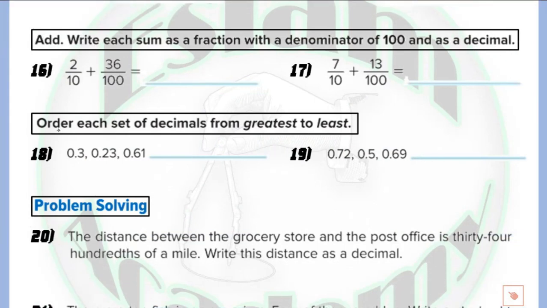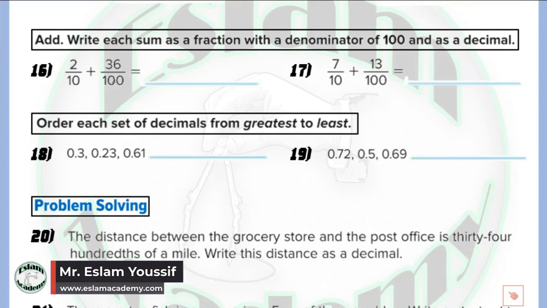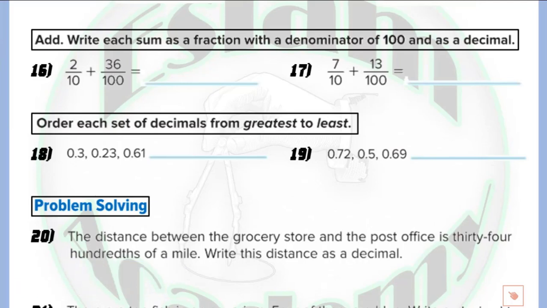In this question, we need to add. To add any 2 fractions, they must have the same denominator. The first fraction is 2 over 10 plus 36 over 100. We can't add 2 fractions with different denominators. So to add them, we need to make a common denominator. We will make a common denominator if we make the denominator equal 100, just by multiplying by 10. As we multiply 10 by 10, we multiply 2 by 10, it will be 20.